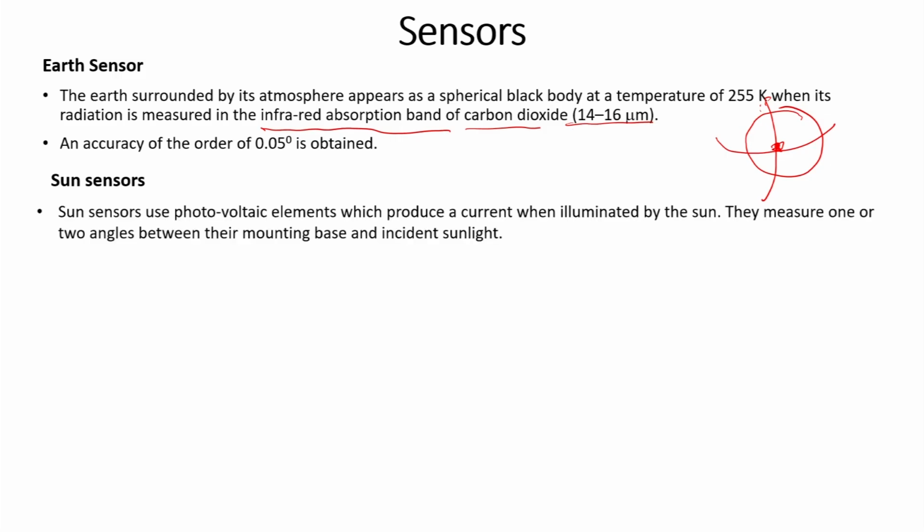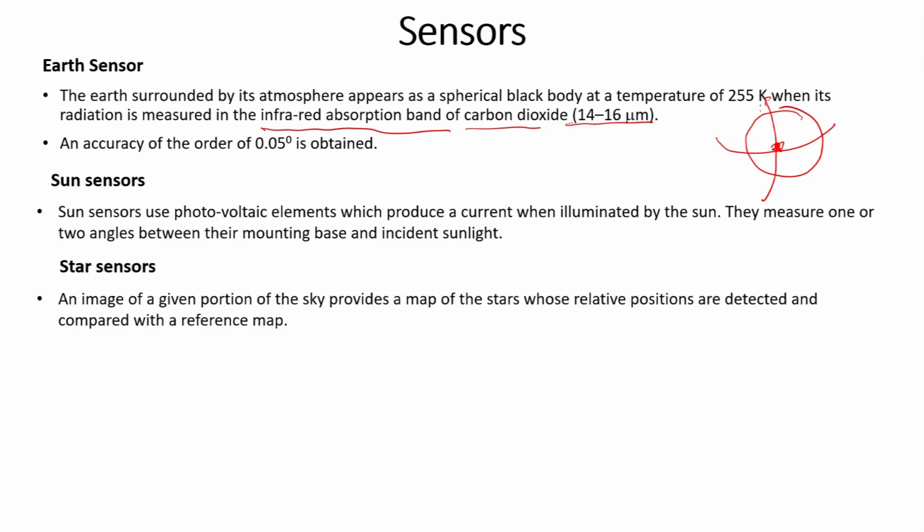Then sun sensors. Sun sensors use photovoltaic elements, which produce currents when illuminated by the sun. They measure one or two angles between their mounting base and the incident sunlight. The incident sunlight flux direction is fixed, so whenever we get a number of measurements, we can calculate whether there is any deviation of the spacecraft or not.